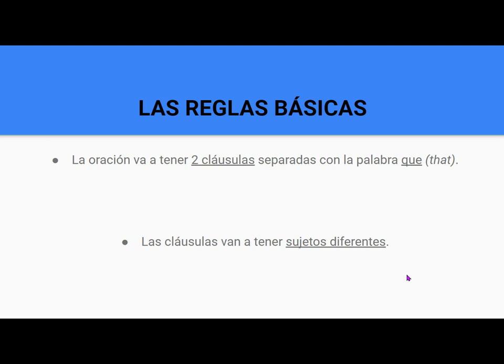Por ejemplo, tenemos, yo recomiendo que ustedes practiquen mucho. La traducción es I recommend that you all practice a lot. You have I recommend, plus the change in subject, plus the que to separate the two clauses, the change in subject to ustedes, and then practiquen being in the subjunctive.